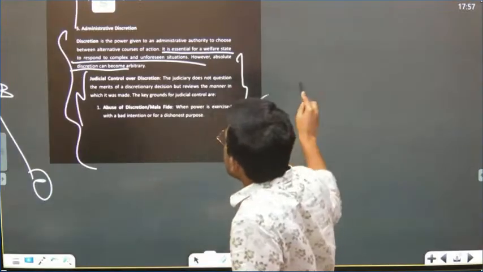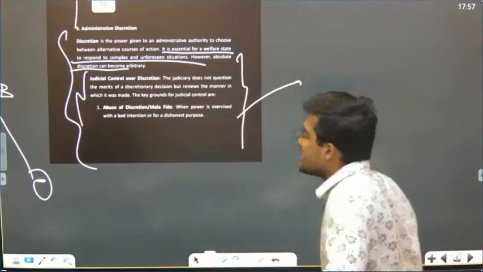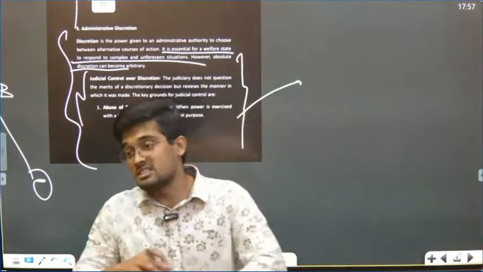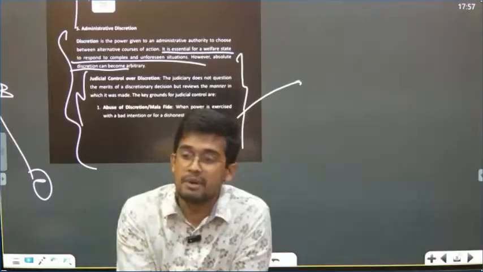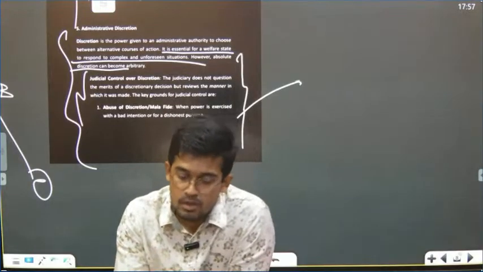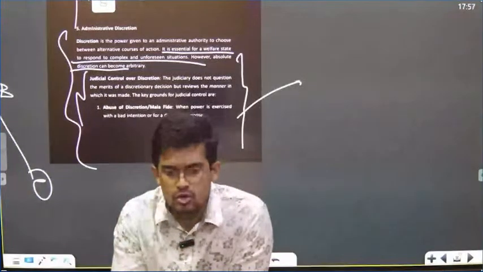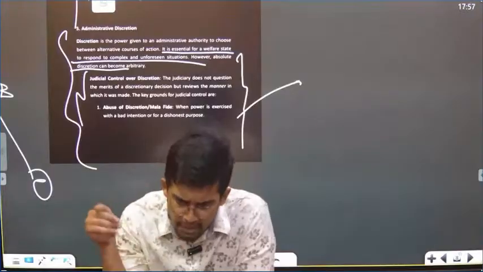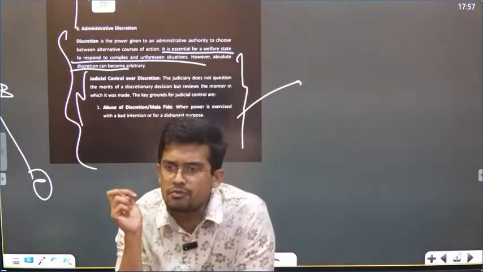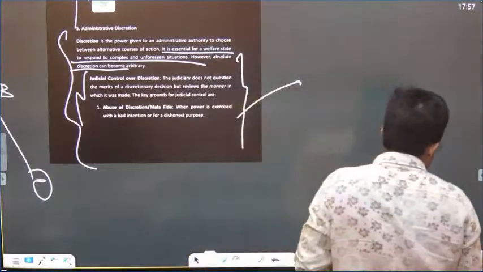So, abuse of discretion or malafide. When power is exercised with a bad intention for a dishonest purpose, used by the governor or the president to carry out certain activities through bad intentions, to maneuver away from the rule of law, these are malafide actions, and the judiciary has the power to check them.